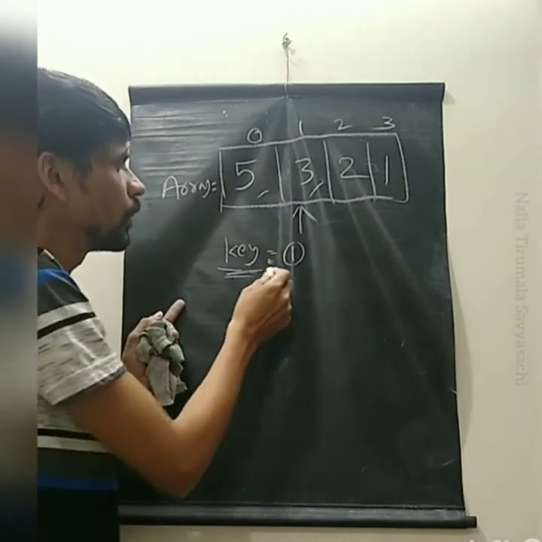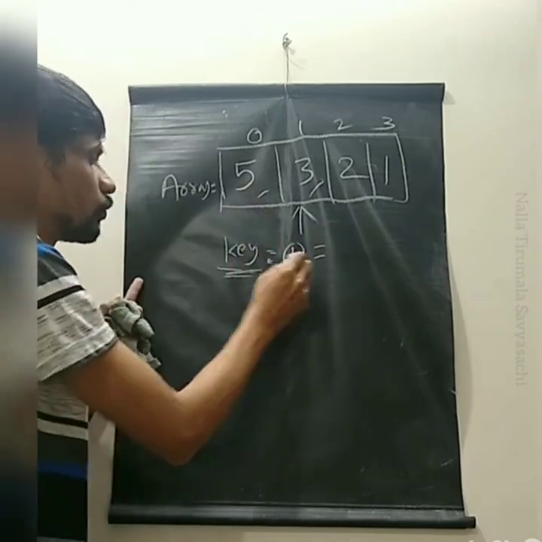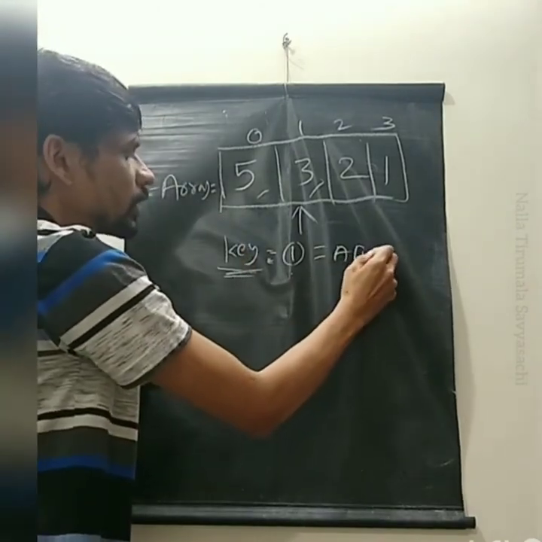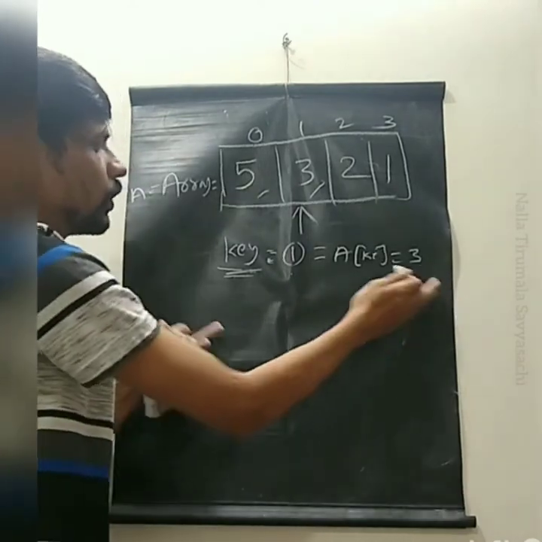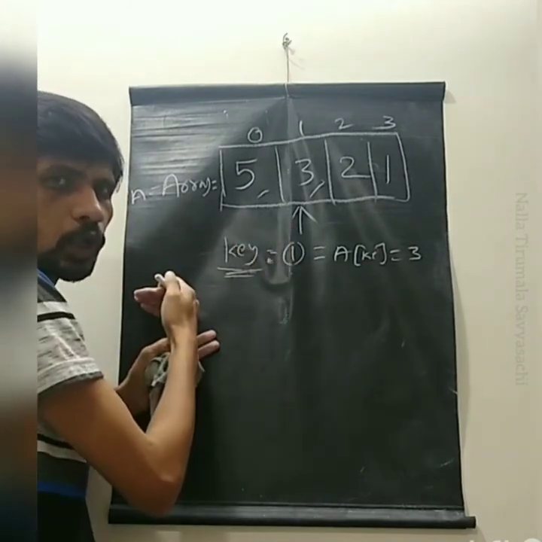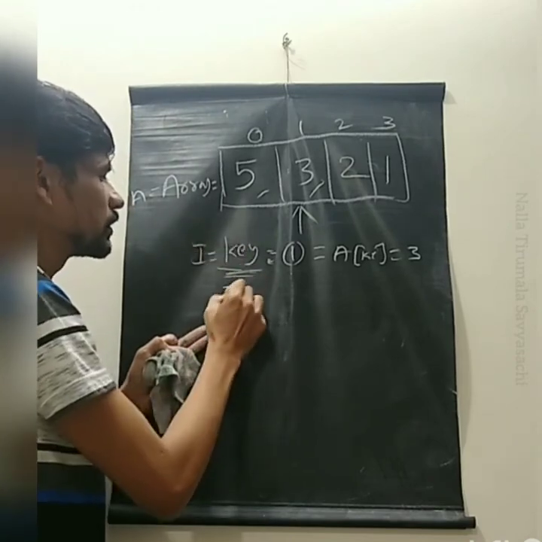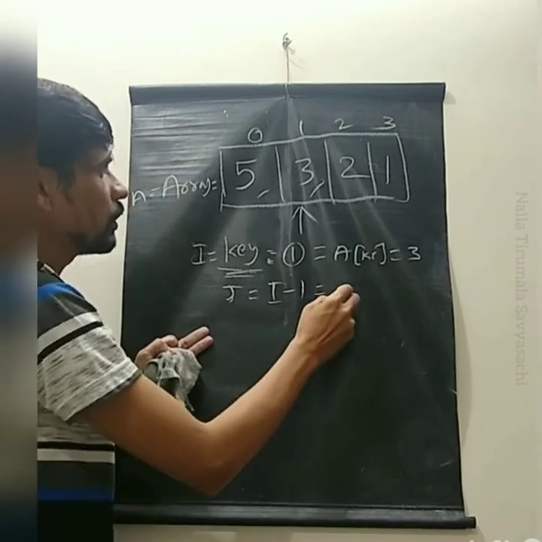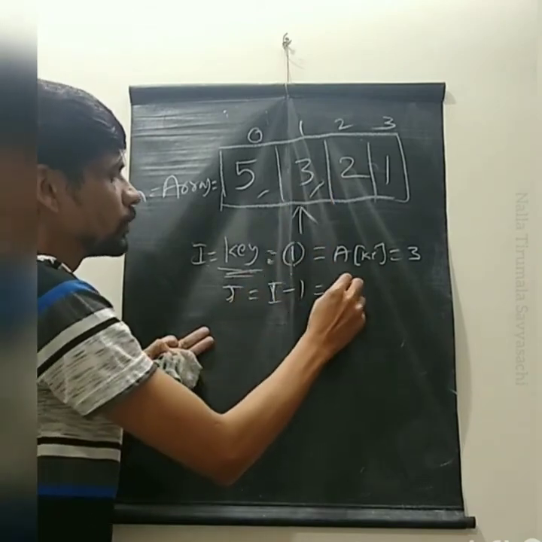Now, what is the key value here? If my array is A of key, what is it? It is 3, right? So now we will compare this key value with the lower index. For example, this is I, and J equals I minus 1. My key is I, so 1 minus 1 is 0.